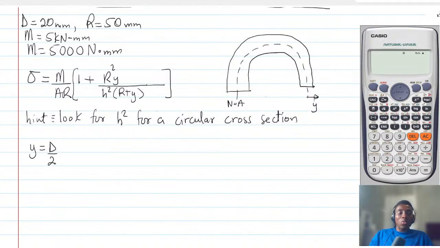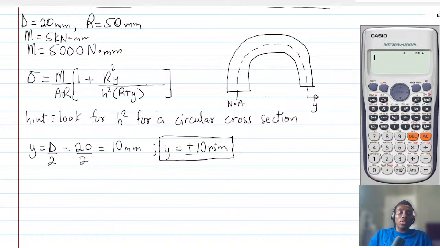The depth over 2. But this time around, the shape given is a circular cross section. So basically we are going to use the diameter. Essentially it's going to be 20 divided by 2, which is 10. So again, y will be plus or minus 10 depending on the stresses that they want.